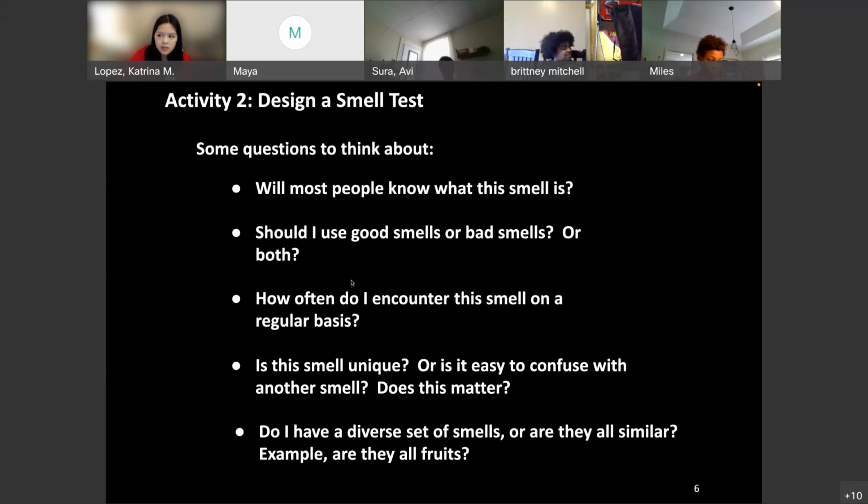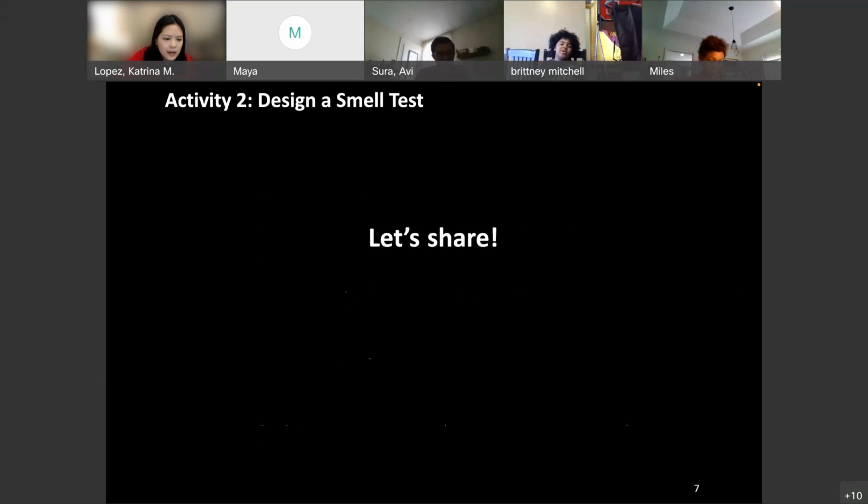All right, so now let's choose some items together. Does anybody want to share one item that they thought they would want to include in a smell test? And you can just unmute, or you can put it in the chat. Garlic. Garlic, that's a good one. Yeah, that's a very distinguishable smell, and it's really strong too. That's a good one. Maya put onion.